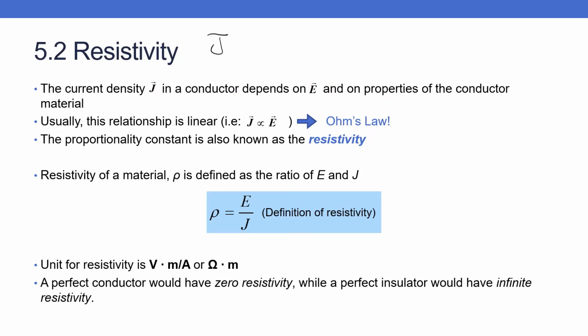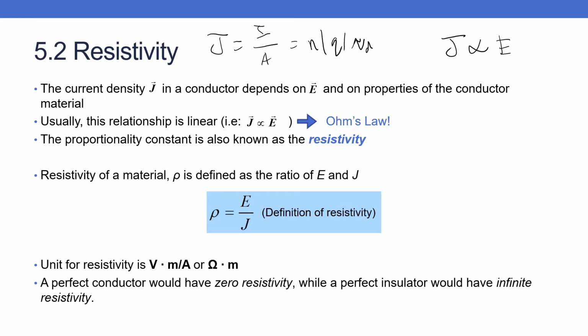We have already known that J is equivalent to I over A, which is also equal to N times Q times Vd. Now after doing some experiments, scientists found that J is also proportional to E, where E is the electric field. If we increase the electric field, then that means that J will also increase. So that is the meaning of this proportionality.